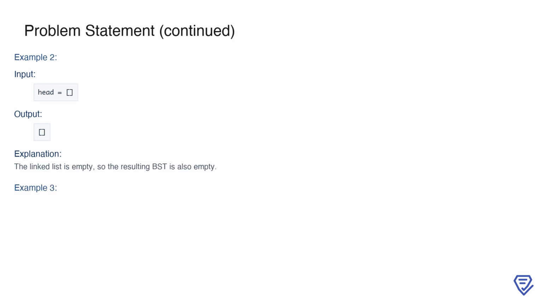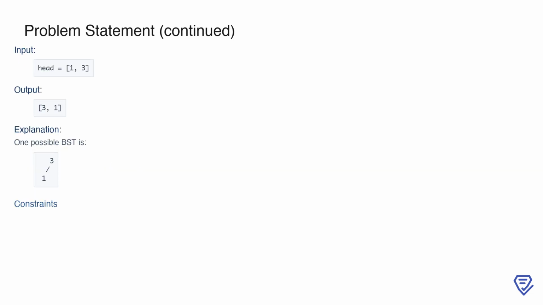Now, consider a simpler example where the input linked list is empty. In this case, there are no elements to construct a tree, so the output is simply an empty tree, represented as an empty array. This illustrates that when the input list has no nodes, the corresponding BST will also have no nodes. This is a critical edge case to handle in our solution, as the algorithm must account for scenarios where there is no data to process.